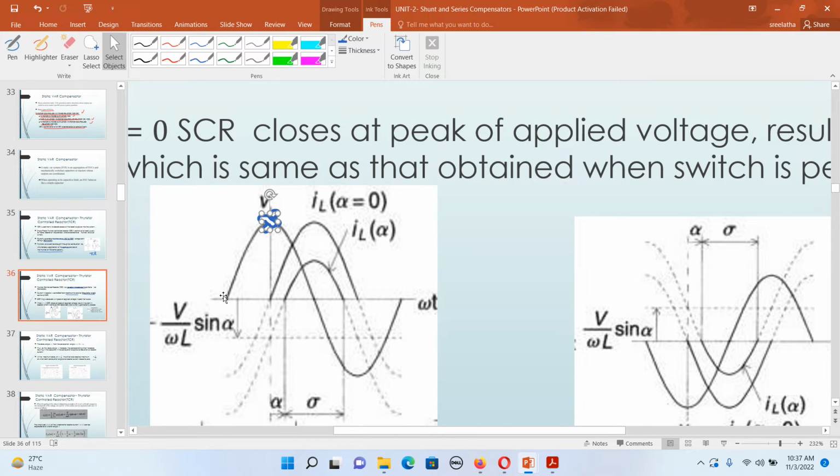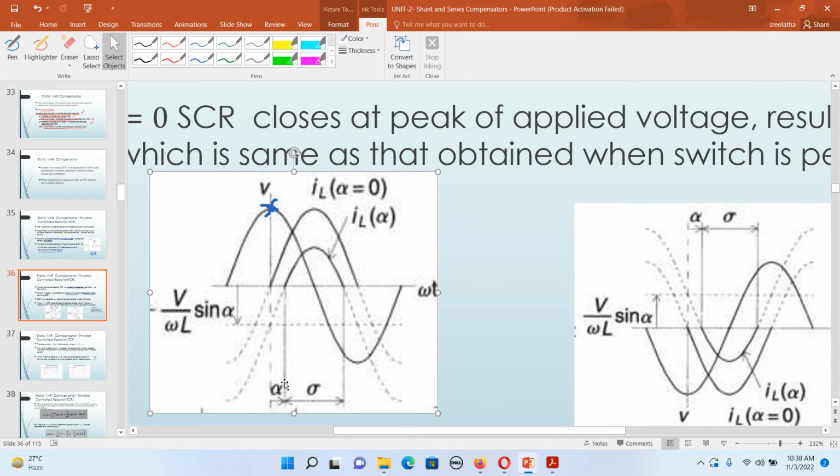So you see, this is our applied voltage, girls. When the applied voltage is at its highest peak, they call this by different names: peak, crest voltage, peak voltage. Anything is the same, maximum voltage. When our voltage is maximum, then what happens? Now the current through the thyristor: alpha is our firing angle, and this is our conduction angle.